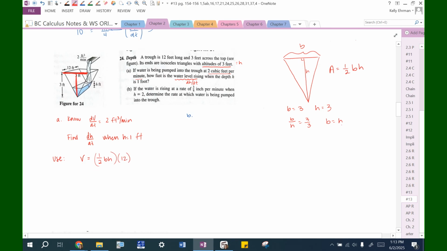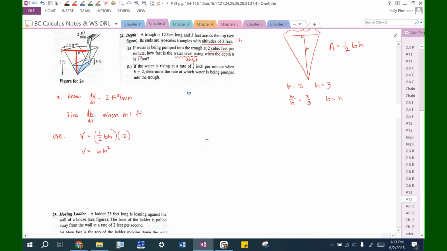But we just said B is equal to H. So we could actually just say, all right, 1/2 of 12 is 6. Instead of B times H, it could just be H squared. I want to get rid of the B because we're looking for dH/dt, not dB/dt. All right, so V is equal to 6H squared. And we can now take the derivative with respect to t. So dV/dt is equal to 12H dH/dt.